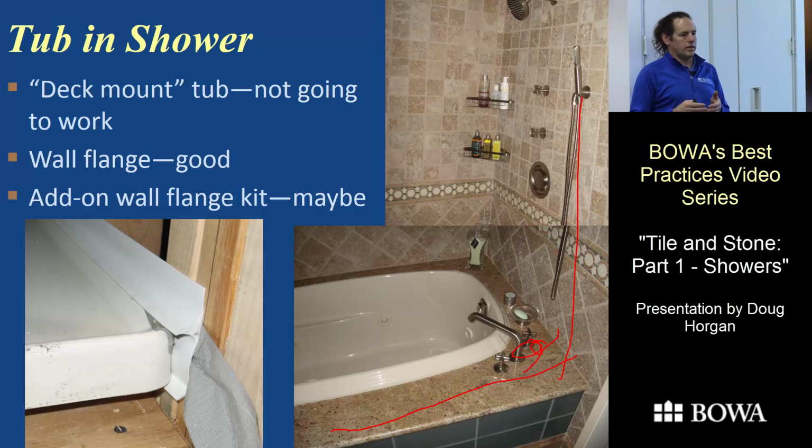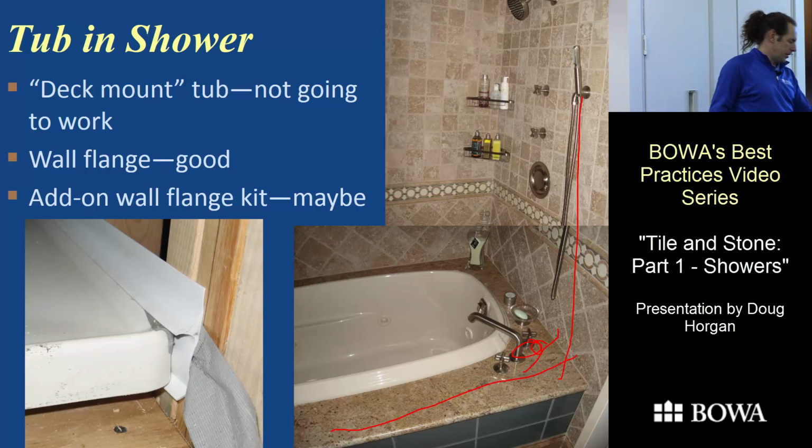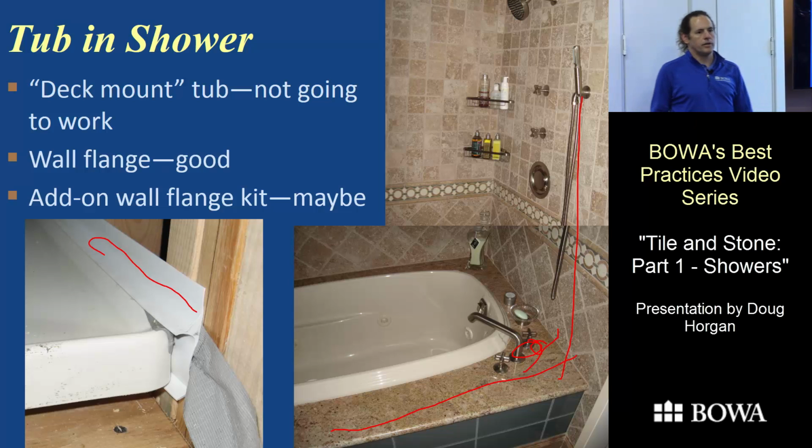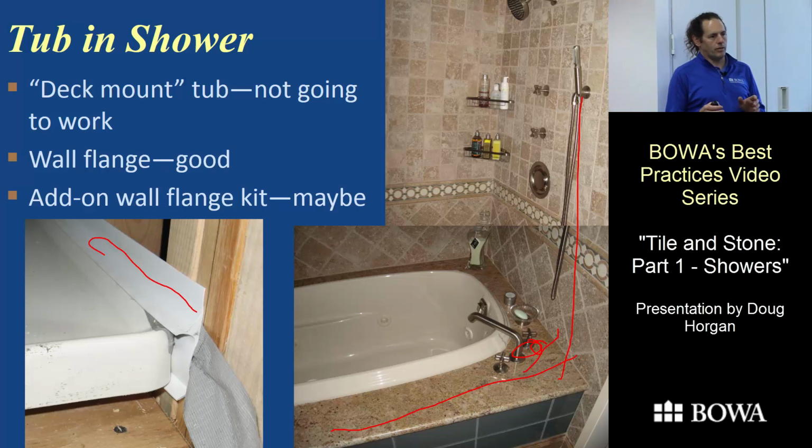So we want to make sure we get a tub with a flange. There are add-on kits, which is what I'm showing in this picture here. This is a piece of vinyl that you glue to your deck-mounted tub, and that makes it so the water can't quite go through, hopefully, as long as it's stuck. I'm a little nervous about how long that'll last, so I don't think that's as good. I think lately we've been buying flanged tubs. It's been working well.